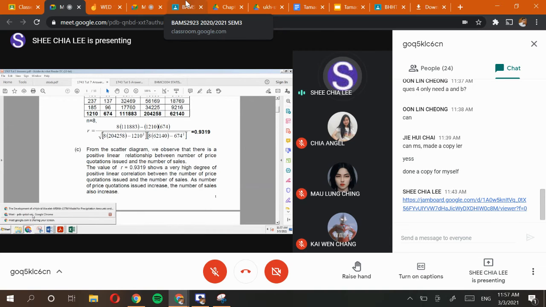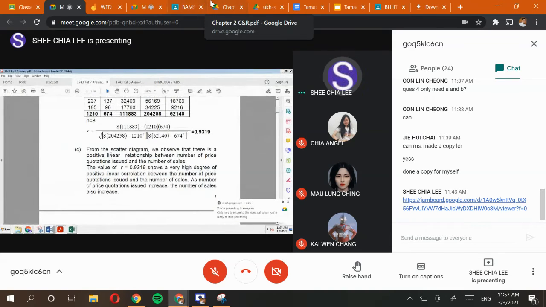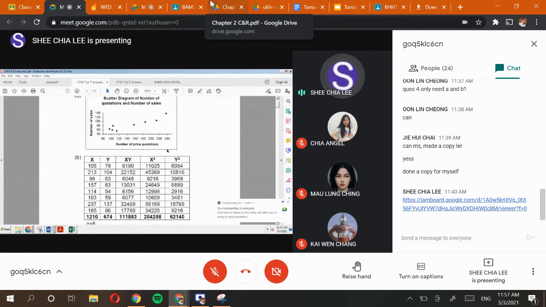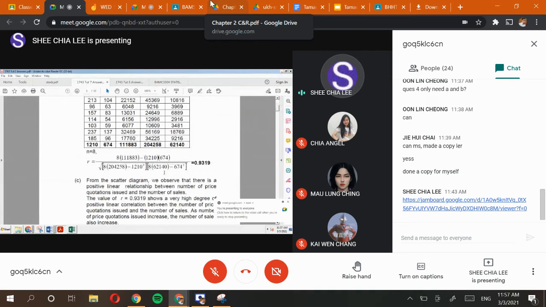So for this one, from the scatter diagram, you can see this one is positive, correct? So you can say from the scatter diagram, you observe that there is a positive linear relationship between the number of price quotations issued and the number of sales. This is your interpretation for the scatter diagram.